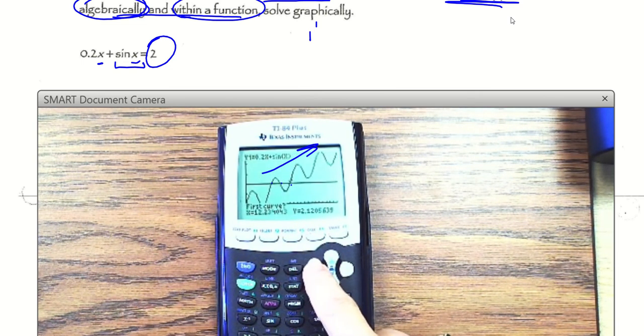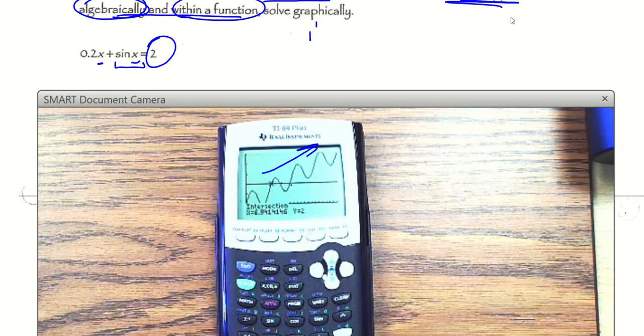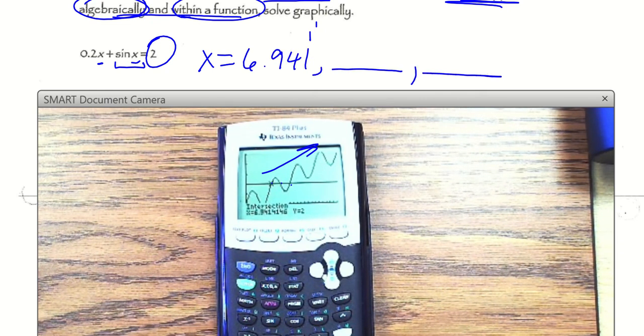I'm going to move to one of those intersection points. I'll start with the one on the left. It really wouldn't matter as long as I find all of them. I'm on my first curve, press enter. I'm on my second curve, where those two intersect, press enter. It offers me a guess, press enter, and I have a solution of 6.941. So my first solution here is that x is equal to 6.941. I would repeat this process to find the other 2.